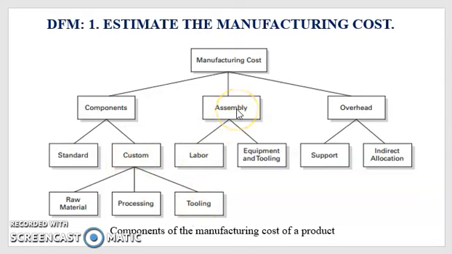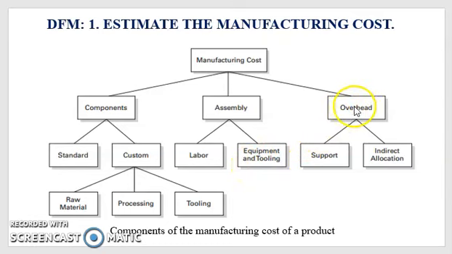Next one is the assembly cost. All bought out standard and custom components are then assembled in the manufacturer's plant. The process of assembling always leads to labor cost and may also result in cost for equipment and tooling.